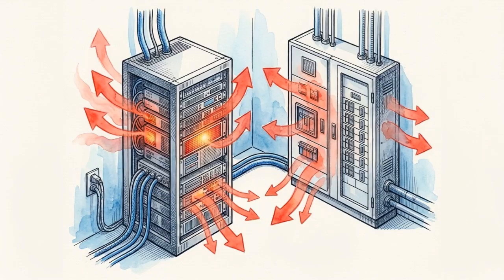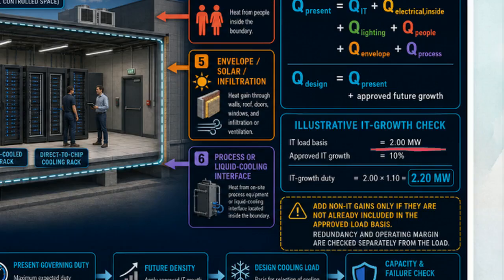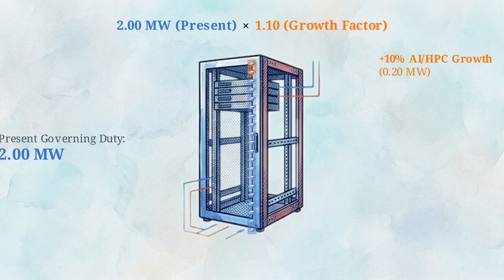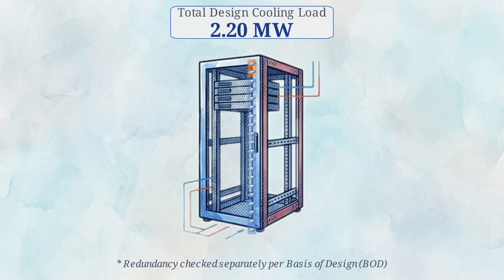Within this space, we calculate several distinct heat gains. We account for the IT equipment itself, internal electrical losses from switchboards and UPS systems, ambient lighting, body heat from facility personnel, envelope infiltration, and any process or liquid cooling interfaces. Once the present governing duty is established, we calculate the final design cooling load by applying an approved growth factor. Here, a 2 megawatt IT load basis is multiplied by a 10% future growth allowance for high-performance computing, bringing the total design requirement to 2.20 megawatts.